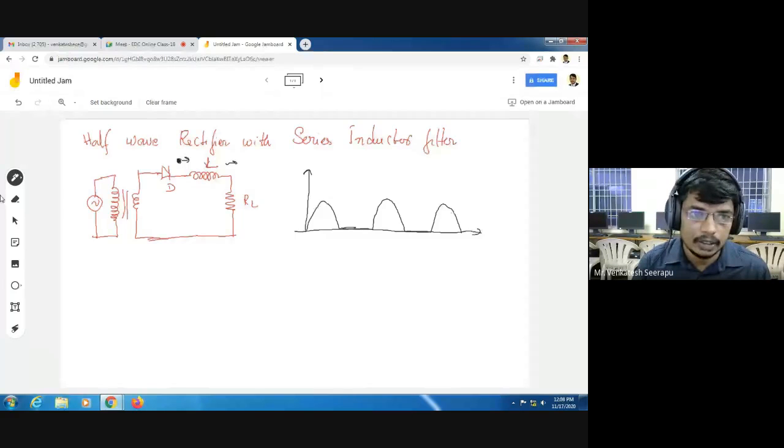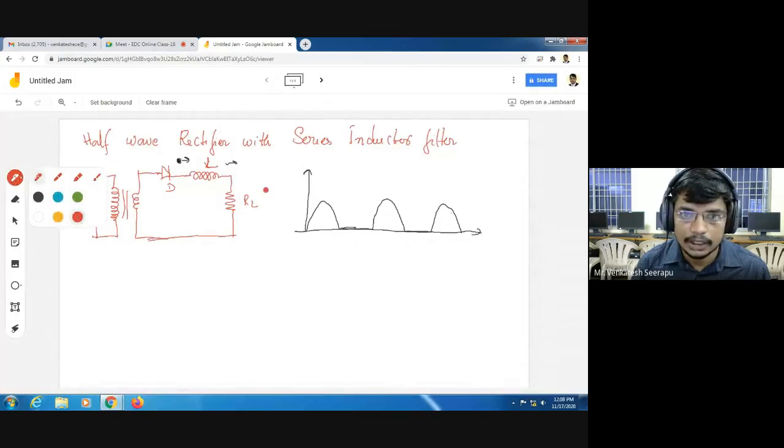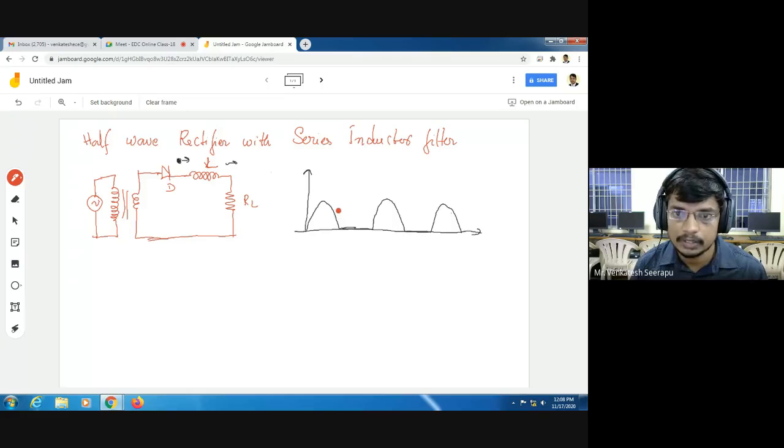The inductor allows only DC components and blocks AC components. Why? Because the inductor acts like a short circuit for DC components, since DC has frequency 0. The reactance is XL equal to 2 pi f L. For zero frequency, the reactance becomes 0 for this inductor, so it acts like a short circuit. Whereas for AC components, it acts like an open circuit. So the inductor allows DC components and blocks the AC components.